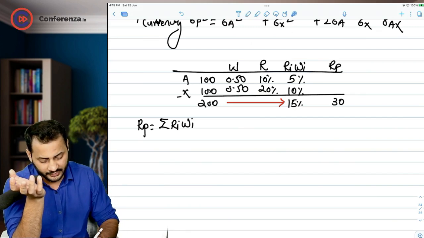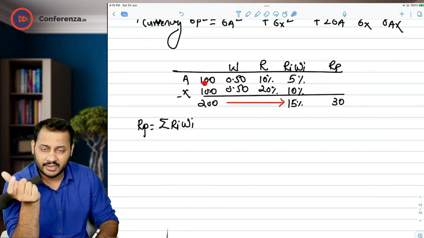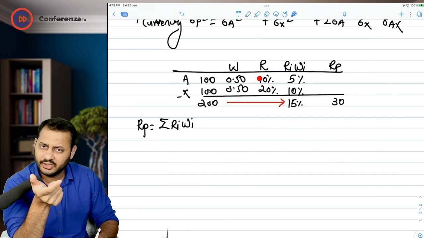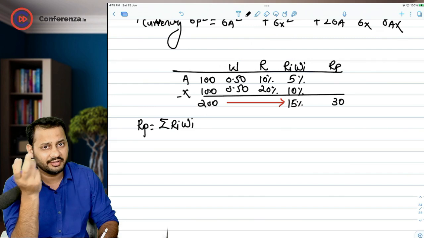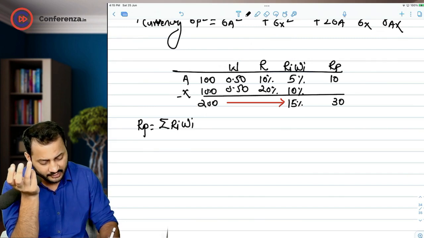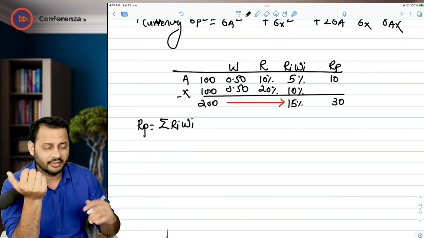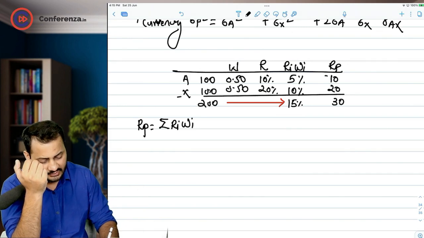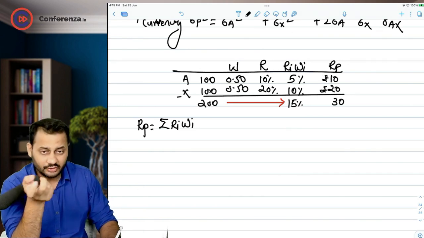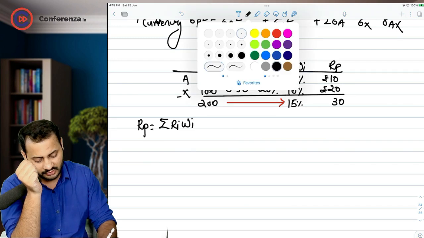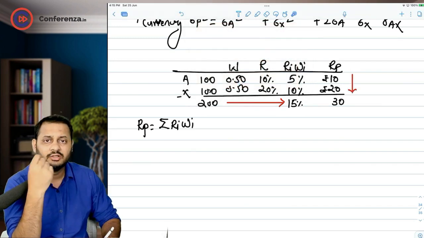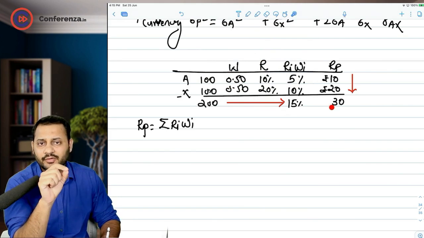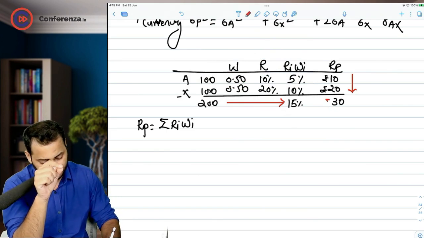You just simply multiply 100 lakhs with 10% directly. 100 lakhs, 10%. That is, 10% return on 100 lakhs gives you 10 lakh, and 20% on 100 lakh gives you 20 lakhs. This is in rupees, this is in rupees, and the total is also 30. So this is another way. Now you compare both the methods of calculating the portfolio return of 30 lakhs.